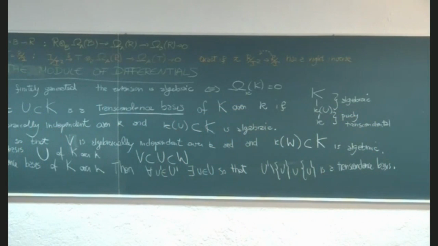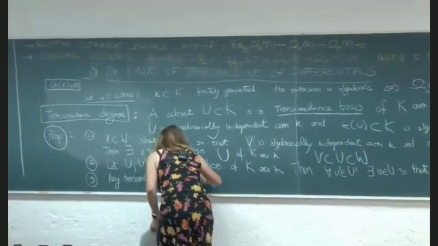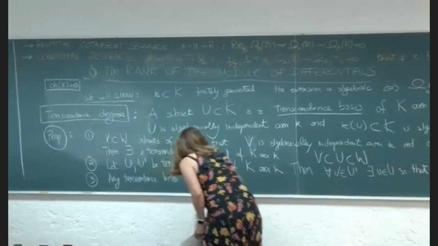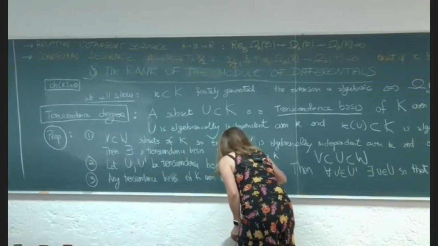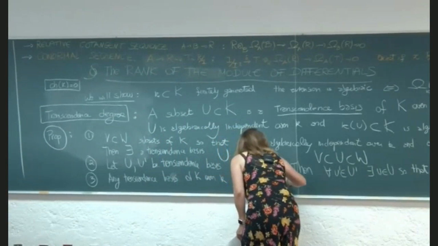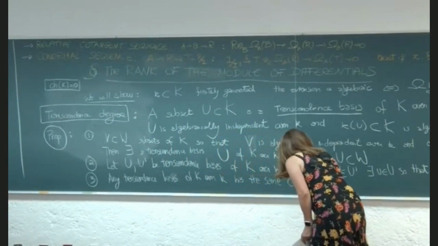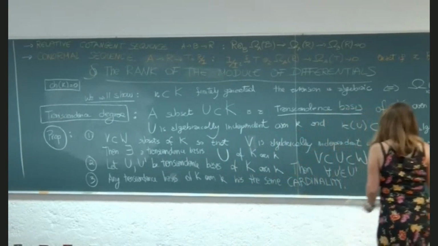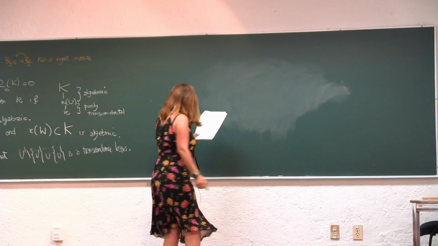And then immediately as a corollary of these two, you get that any transcendental basis of K over k have the same cardinality. So the cardinality is an invariant, and so we call this cardinality the transcendence degree.